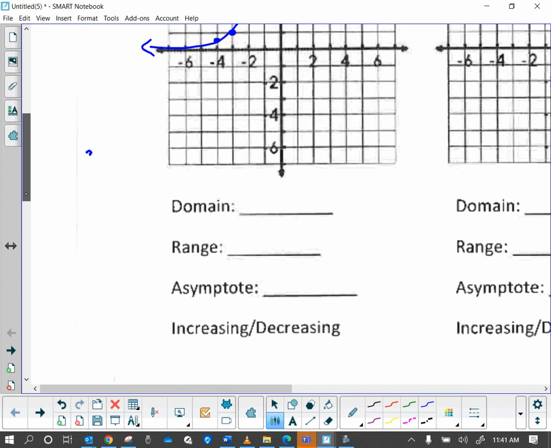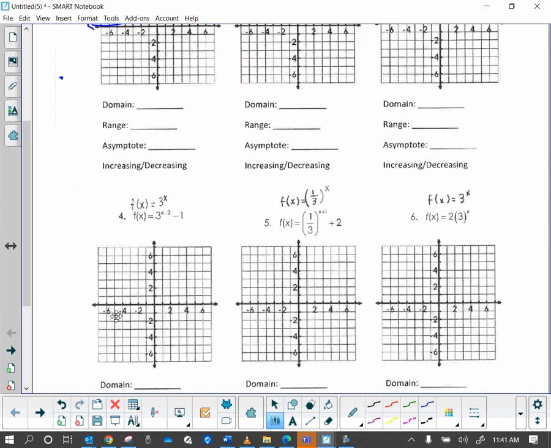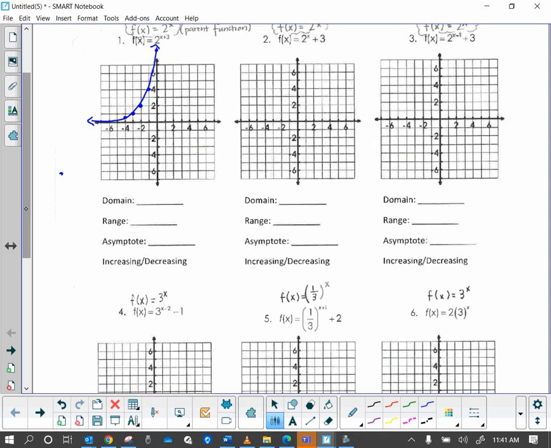All right, so let's see how we can answer these. What is my domain? Any guesses? Can it be any x value? It can. It's got arrows going left and right. It can be any x value.